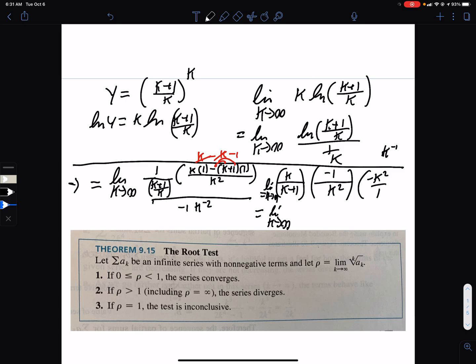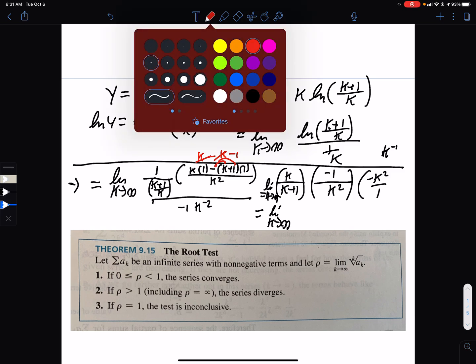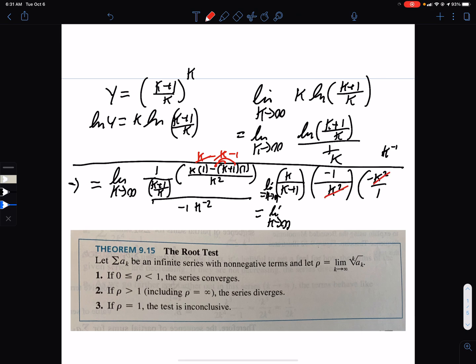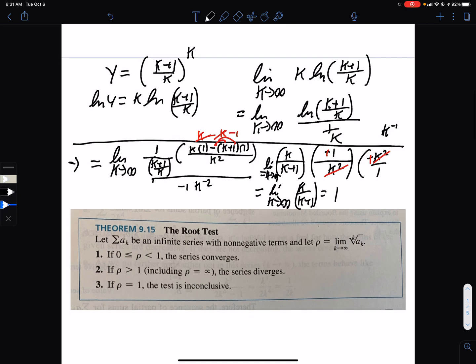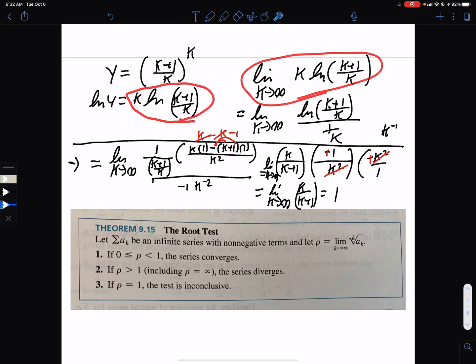Let's simplify these things. k squared and k squared cancel. Negative and negative is positive. So we're just left with k over k plus 1, which is 1. Wow. So what equals 1? It's actually this limit equals 1. The limit of the right side equals 1.